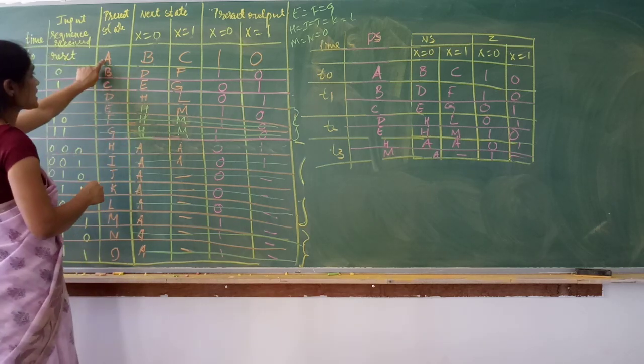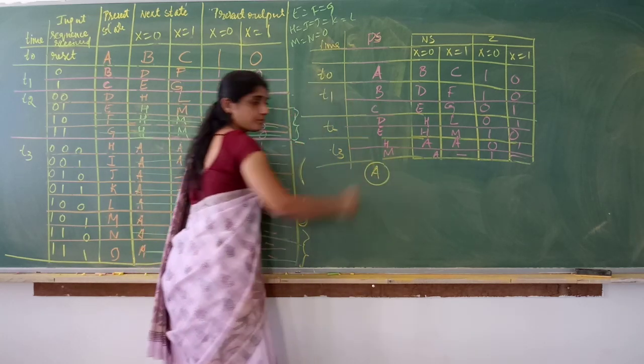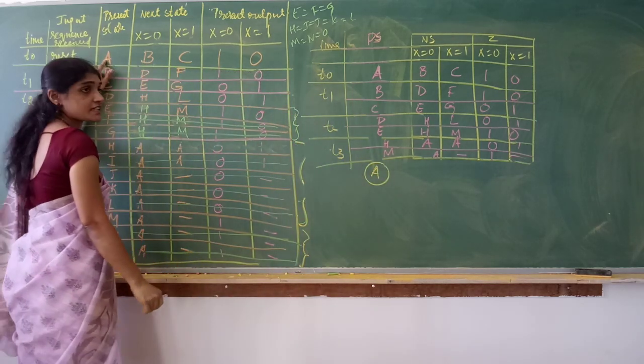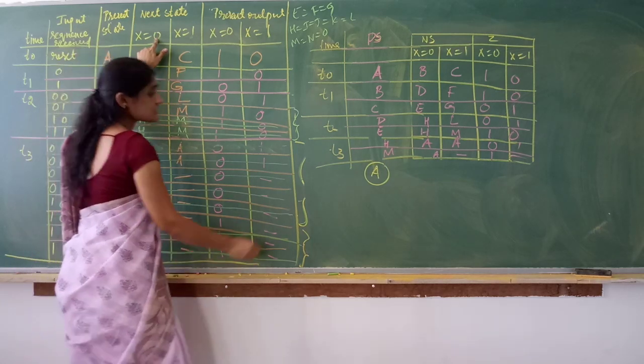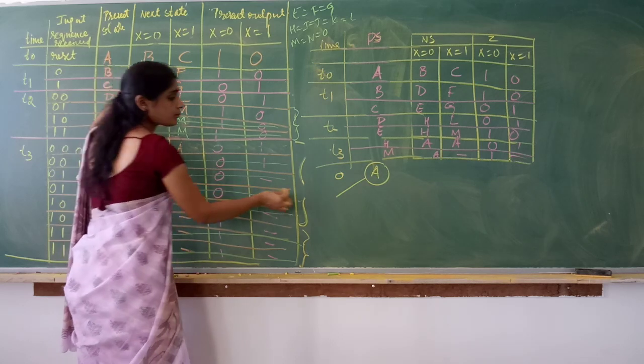You have to always start from the first state, state A. If the present state is A, and you receive the input as 0, what is the next state? B.